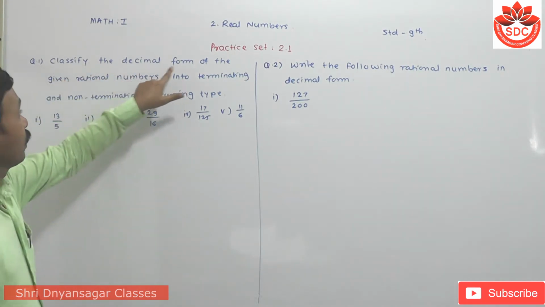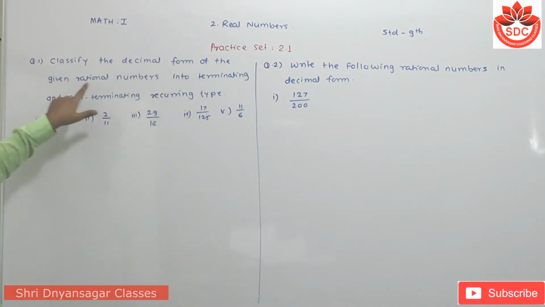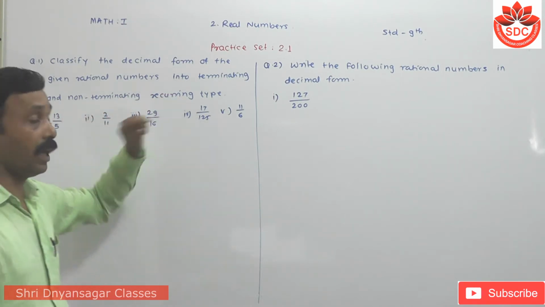Classify the decimal form of the given rational numbers into terminating and non-terminating recurring type.